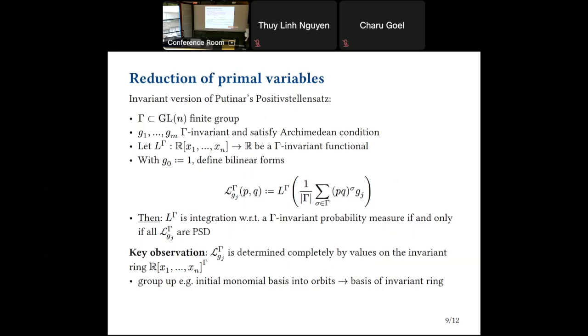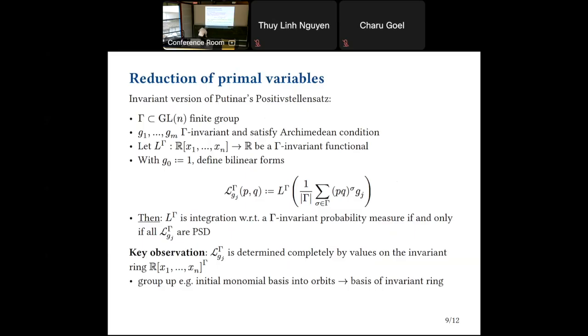But the cool thing is that in this case, this is an invariant linear functional. These gamma j are invariant by assumption. And this term here is basically just a Reynolds operator. This is the projection onto the invariant ring. So this whole thing is just dependent on the values on the invariant ring. So this is the first big reduction, because now we can work, at least in terms of the number of variables that we have, on the invariant ring.